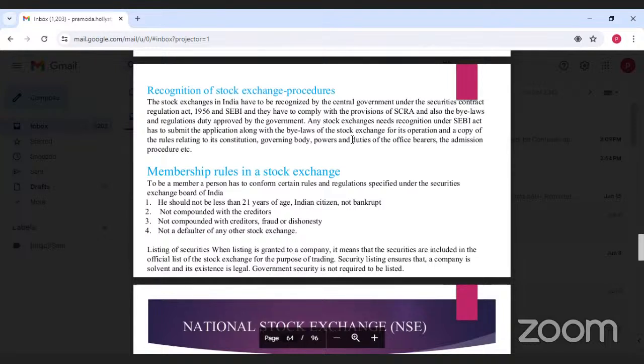Now, coming to the recognition of stock exchanges, from when they have taken up their work, as I said, these stock exchanges were working as per the SEBI guidelines, that is the Securities Exchange Board of India, and also as per the Securities Contract Regulation Act, SCRA. This SCRA, the Securities Contract Regulation Act 1956, frames the bylaws for regulating the duties and functioning of all the stock exchanges in the country.